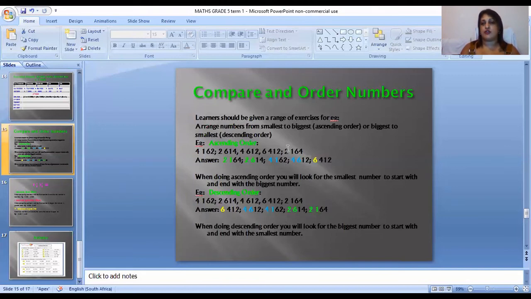Now, generally, when you're doing smallest to biggest, you look at the first digit of a number, and you'll find the smallest number, and then you'll choose the one that starts with the smallest number, and that will be your first number. But what happens if you've got two numbers that start with the same digit? What are you going to do then? So for example, here the smallest digit starts with 2. I've got 2,6 and I've got 2,1. Now my smaller one is not 2,6, it's 2,1. So I will start with 2,1,6,4, and then 2,6,1,4.